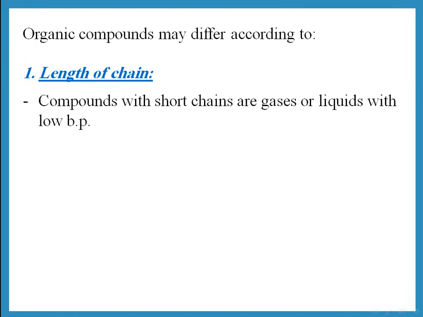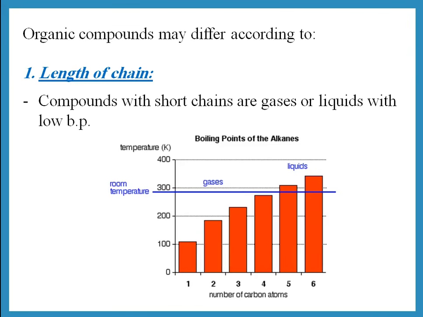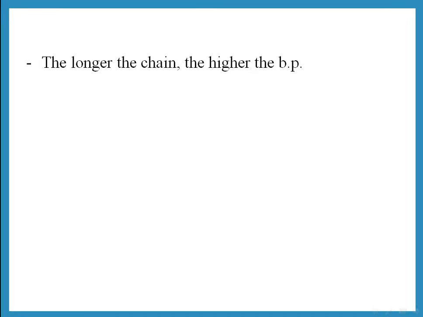You should realize that a compound that has a short chain or a small number of carbons would be gases or liquids with low boiling points. So alkanes, for example, that have 1 carbon, 2 carbons, 3 carbons, 4 carbons, all of these are gases. So a small chain or a small number of carbons are gases. Now, longer chains or more carbons would be liquids, and even more would be solids. Also, if I'm comparing, the longer the chain, the higher the boiling point.